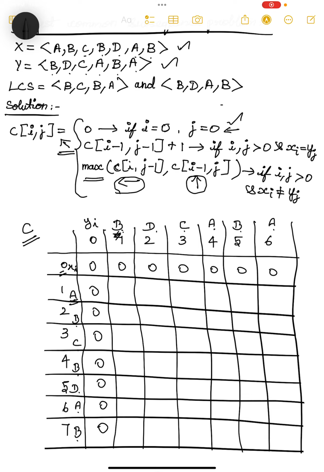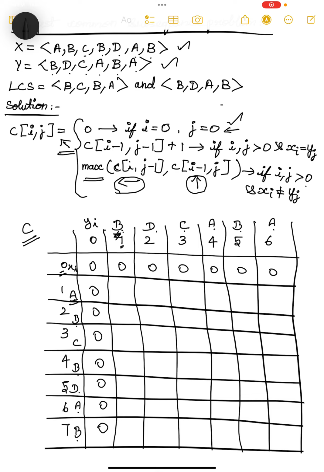Now check the second condition. The second formula can be used only if Xi is equal to Yj. But here Xi is A and Yj is B, both are not equal. So the second formula cannot be used. Now come to the third formula. What is the condition for using the third formula? i and j must be greater than 0. That is satisfied, right? The i value is 1 and the j value is also 1.